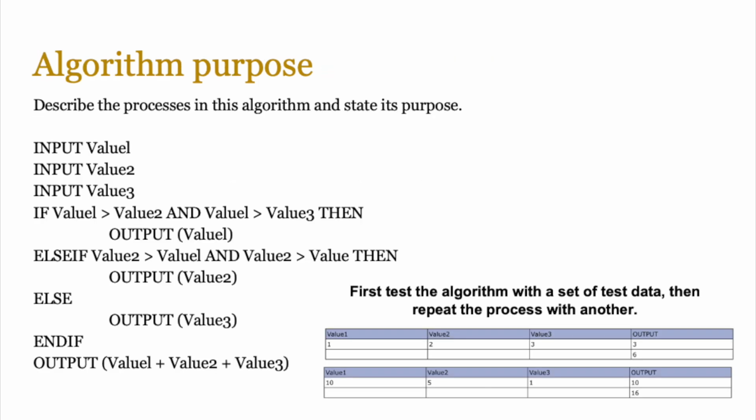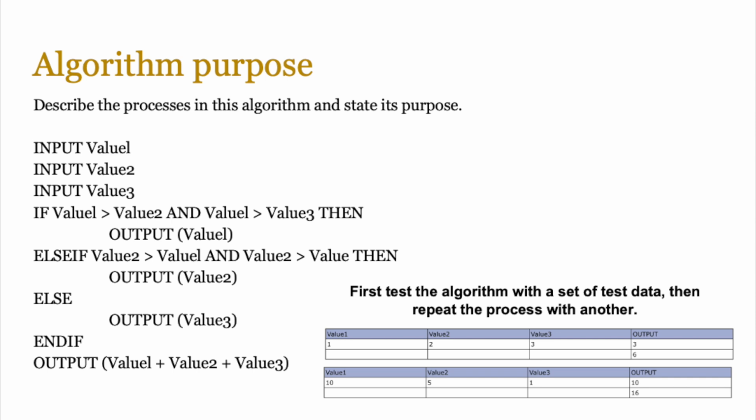On screen, you see an algorithm. Describe the processes in this algorithm and state its purpose. This could be a typical exam question. So let's look at what's going on. We've got an algorithm where you input three values. Then we look at if value 1 is greater than value 2 and value 1 is greater than value 3, we output value 1, and then we do some more comparisons, and then we finally output value 1 plus value 2 plus value 3. Now, this is a simple algorithm, and most of you probably guessed what the purpose is.